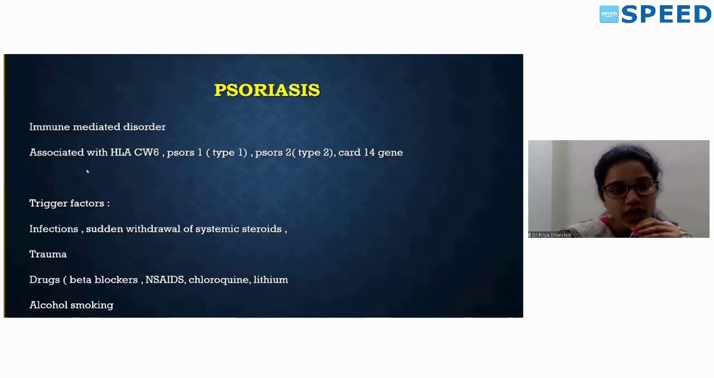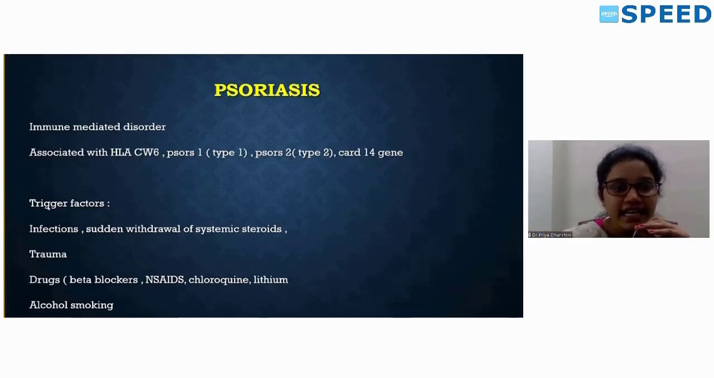And one more point I want to add here is the lifetime risk of psoriasis, how much percentage of a person can get psoriasis in his own life: 4% if neither of the parents had psoriasis, 28% if one parent had psoriasis, and 65% if both parents have psoriasis. So you should remember 4, 28 and 65.